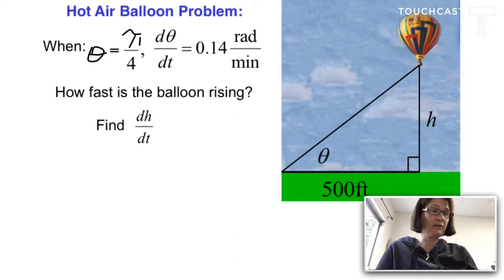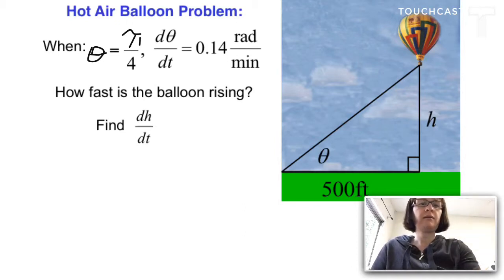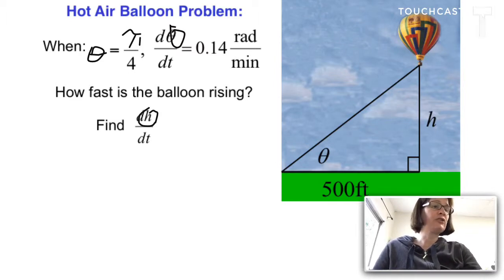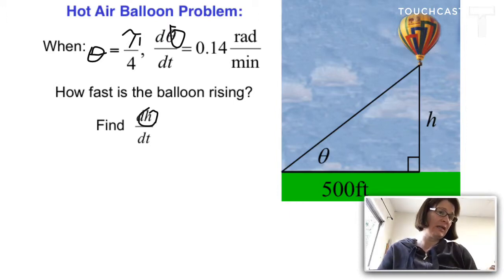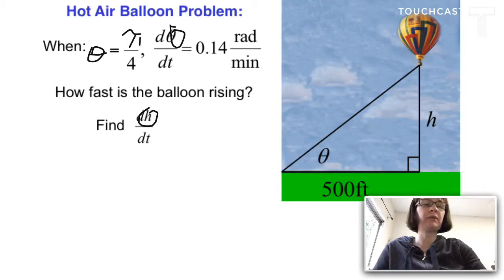And here's the tricky part. Can you write an equation that relates h and theta? So I hope you're already thinking about a trigonometric equation. So the tangent of an angle is the triangle's opposite side over the adjacent side. So that's what we're going to use.